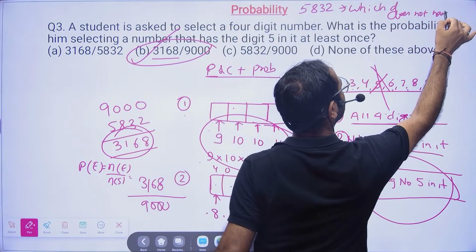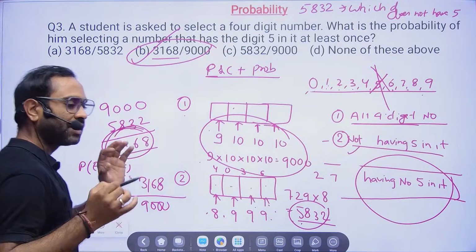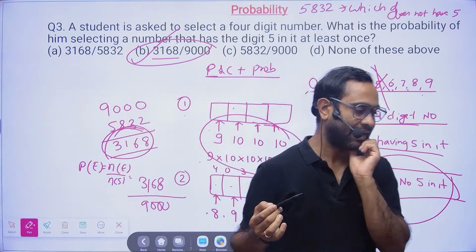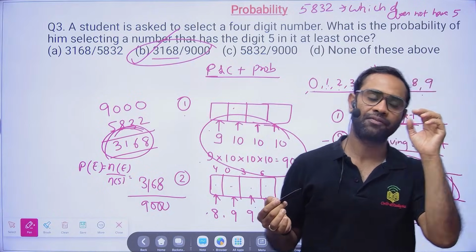Okay, does not have 5. Now if I subtract from the total number, then I will have 3168 total numbers which will have 5 in it.